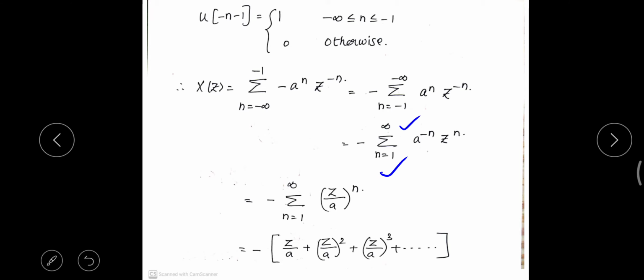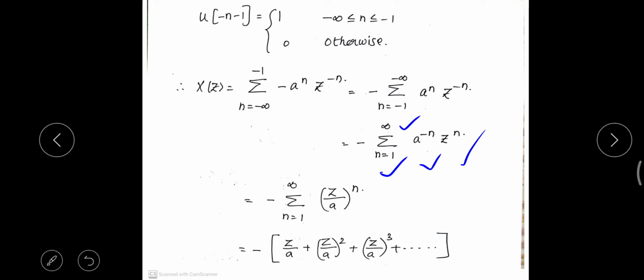So this will become a power minus n, and z power minus of minus n will become z power plus n. Now once again your base is common, so I can bring these two terms closer and write z by a the whole to the power of n. Now we can expand this summation by substituting n is equal to 1, 2, 3 and so on. By expanding this, I am getting x of z is equal to minus of z by a plus z by a the whole square plus z by a the whole cube and so on.